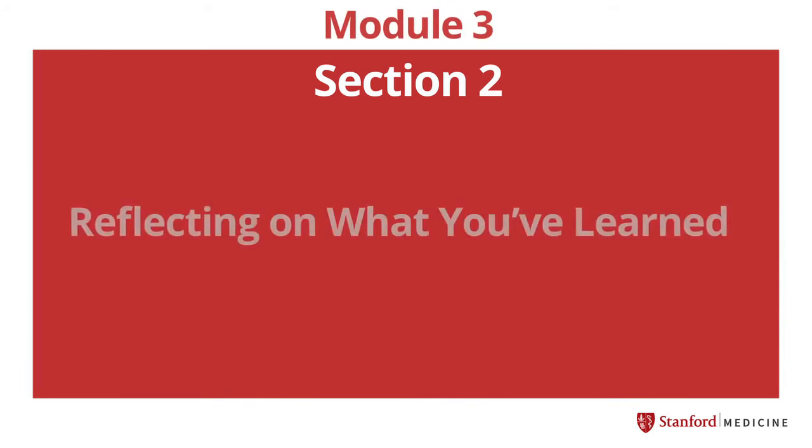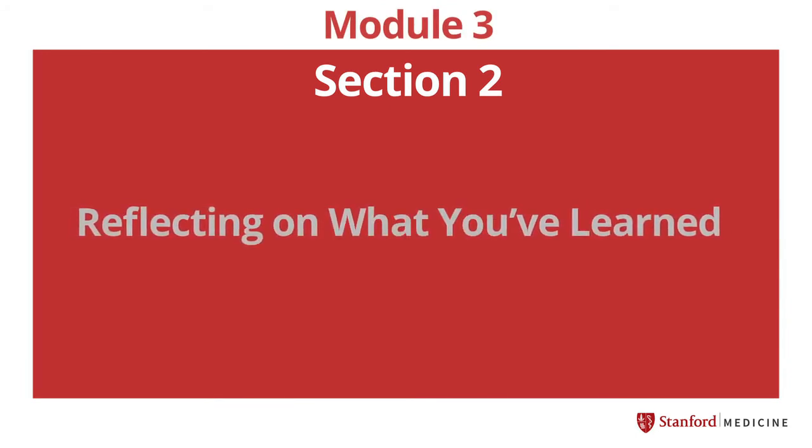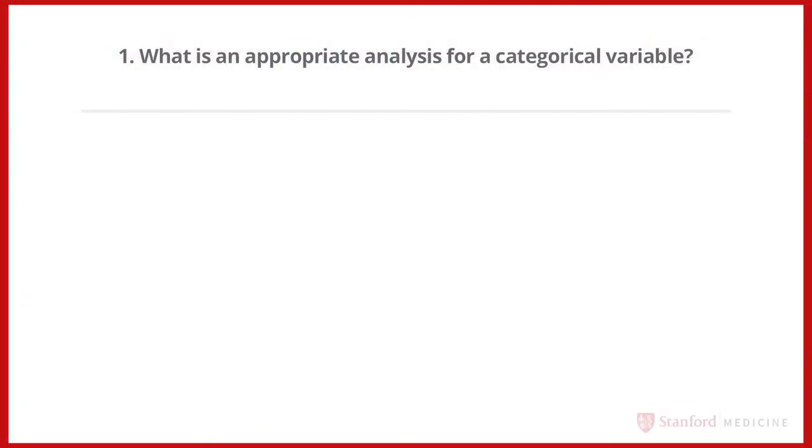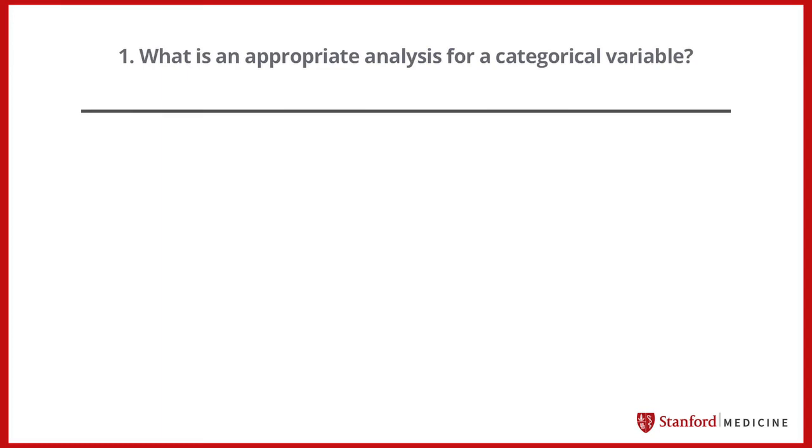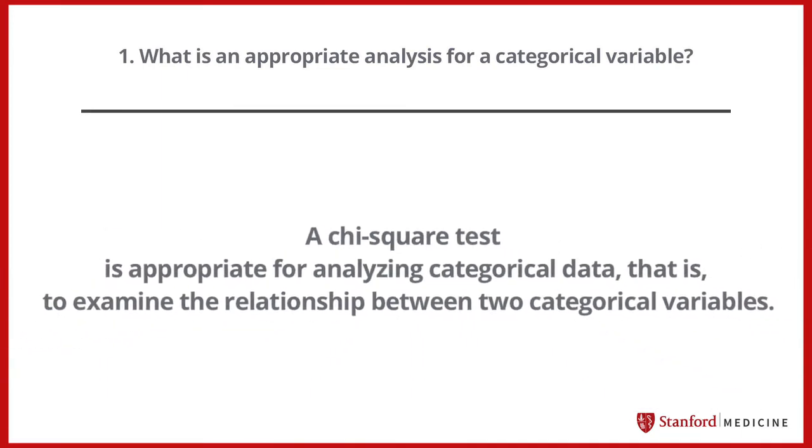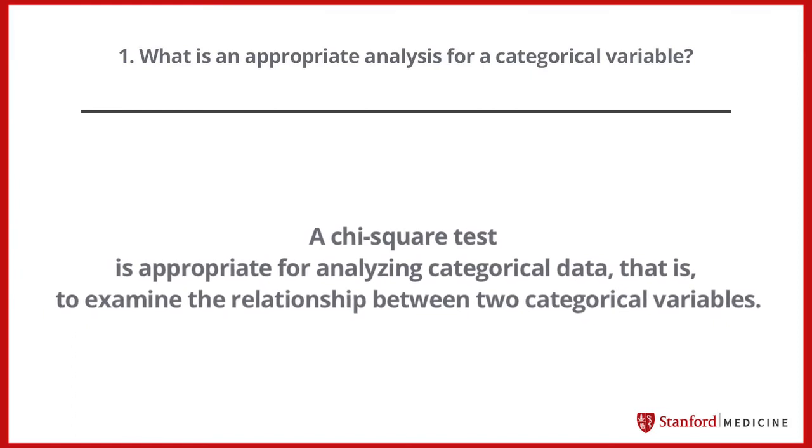Now I'll ask you to reflect on what you've learned. What is an appropriate analysis for a categorical variable? A chi-square test is appropriate for analyzing categorical data, that is, to examine the relationship between two categorical variables.